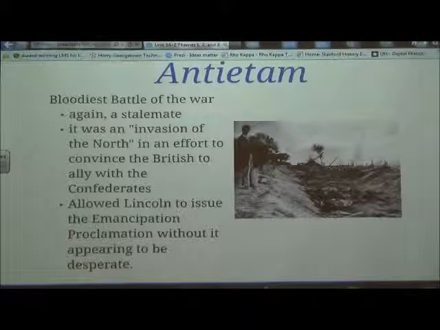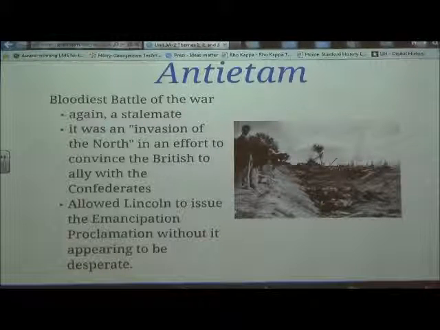This also takes us into the Battle of Antietam. Again, it's in the northern South. This is the bloodiest battle of the Civil War, and again, it's a stalemate. This is the first time and one of only two times that the South tried to invade the North, and it was an effort to convince the British that they would be good allies, to try to get the British to ally with the Confederacy. Again, the bloodiest battle of the Civil War.